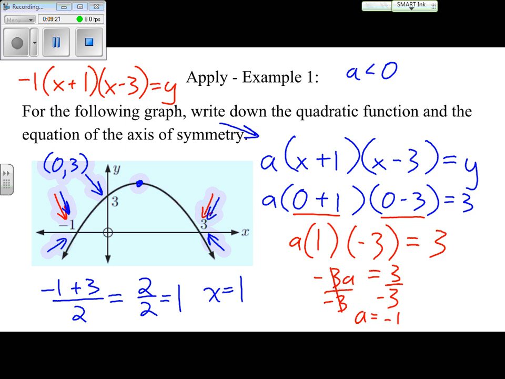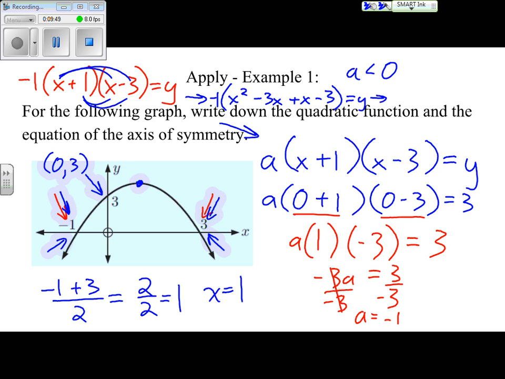So if I do a little bit of FOIL here, I would end up with x times negative 3, 1 times x, 1 times negative 3. And so x times x gives me x squared. x times negative 3 gives me negative 3x. I have 1 times x, which gives me x. And then finally 1 times negative 3, which gives me negative 3. But all of that is still getting multiplied by a negative 1, and it all equals y.